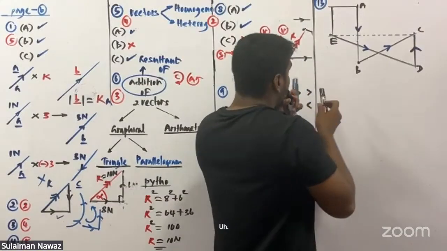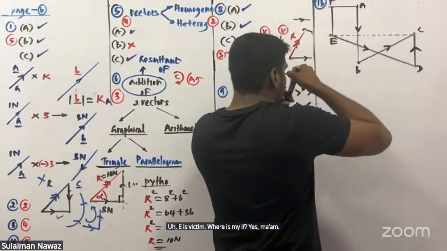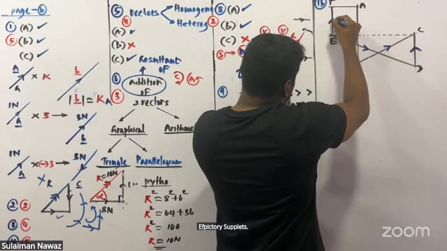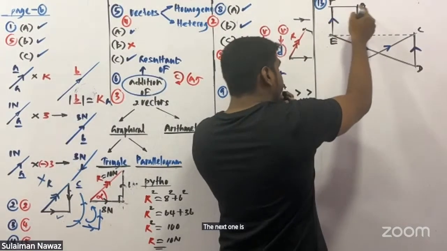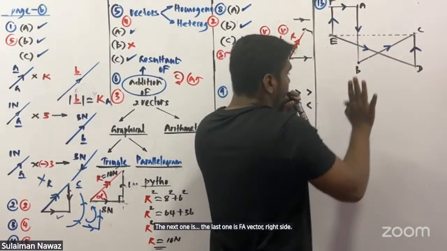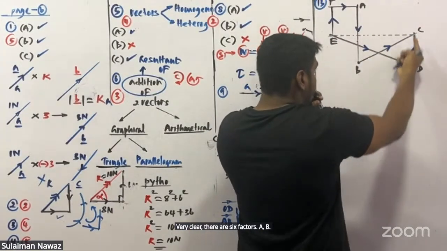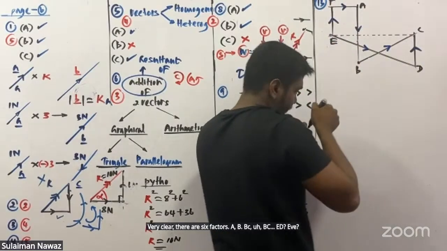The EF vector. Where is my F? Here is my F. The EF vector is upwards. The last one is the FA vector, to the right side. Now it is very clear, there are 6 vectors: AB, BC, DC, ED, EF, FA.